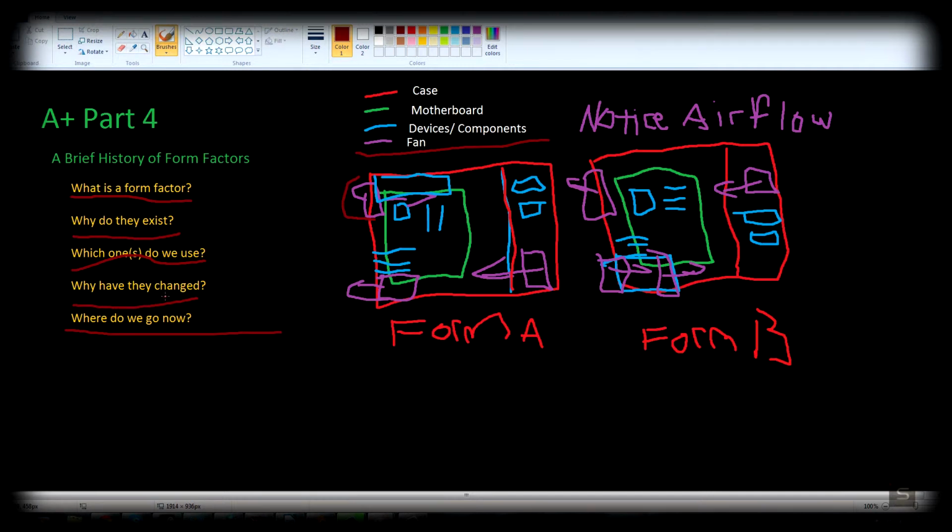Why have they changed? They've changed to sort of match our needs of them. In the beginning, it was just to create standardization. Now it's to create energy efficiency or conserve space or to better manage heat from components. So there are many reasons. Or rather, where do we go now? I think we'll probably start seeing more BTX boards. Maybe ATX will live for a while, but BTX boards are going to exist for a long time.